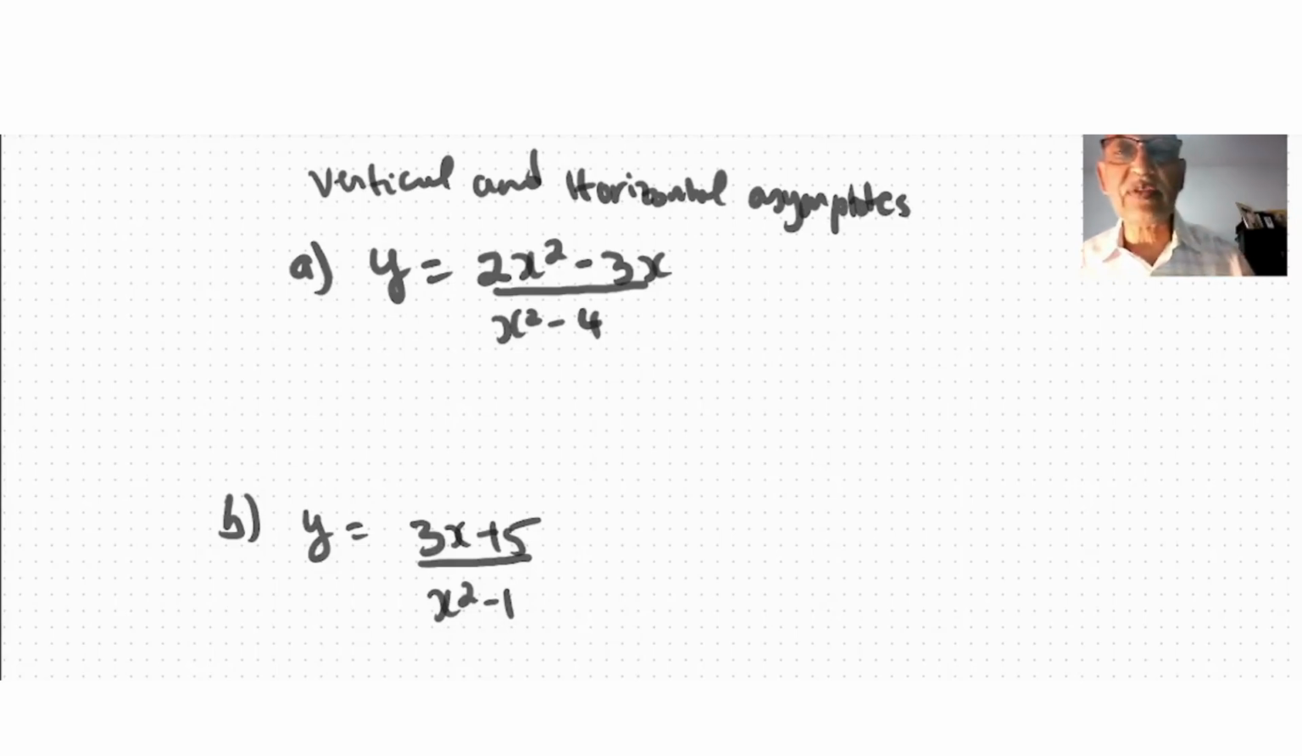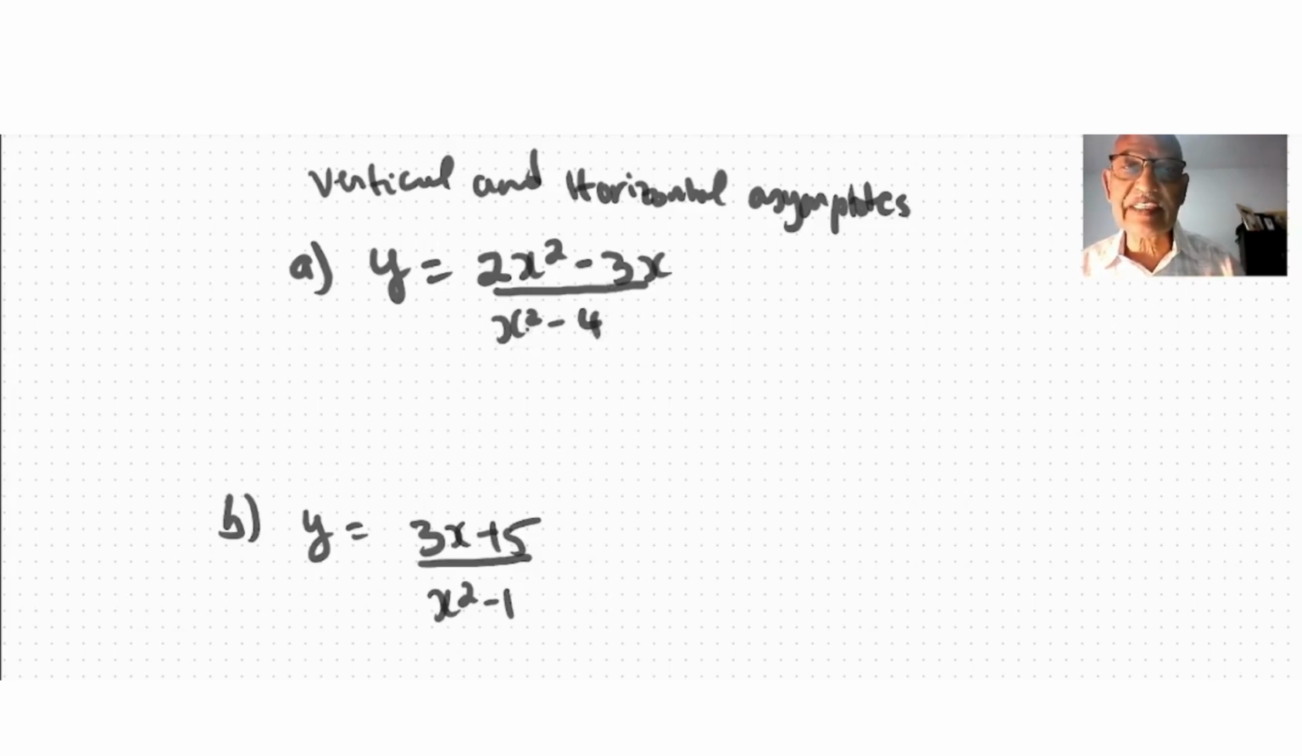Okay, hello everyone. So today we will do a part of calculus which is finding vertical and horizontal asymptotes. When we say vertical asymptotes, they are those numbers which make the denominator equal to 0.